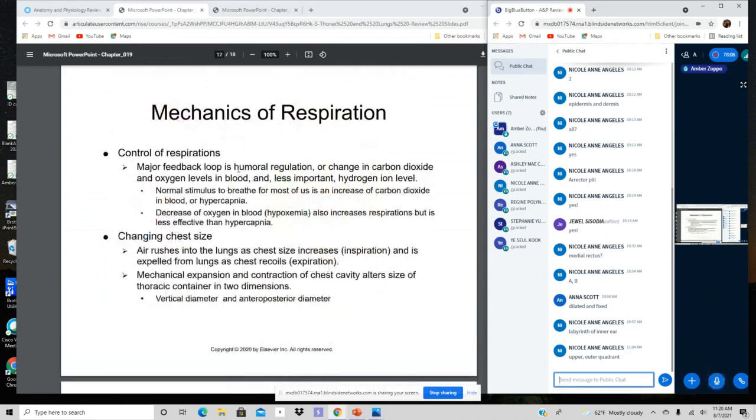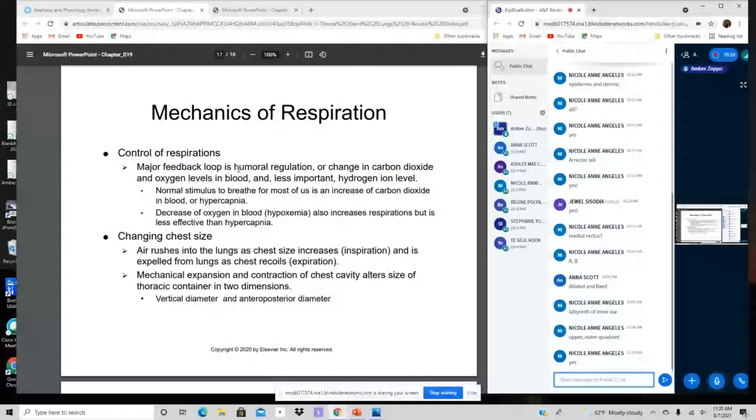And that's kind of what these next slides are talking about. It's talking about the control of respirations. The major feedback loop of the control of respirations is through humoral regulation, or change in carbon dioxide and oxygen levels in the blood, and less importantly, the hydrogen ion level. A normal stimulus for us to breathe is an increase in carbon dioxide in the blood, or hypercapnia. The decrease of oxygen in the blood, which we already know is hypoxemia, also increases respirations, but it's less effective than hypercapnia.